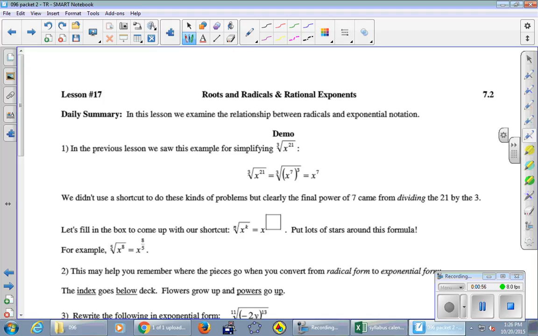We just have to be clear which one goes on top. K over n. We buy it? See if you can squeeze k over n in that box. It's the same as the 21 divided by 3. So it says put lots of stars around this formula. Go ahead and do that. Lots of stars. That's an important one for us. The one that we just filled in the blank for, x to the k over n.